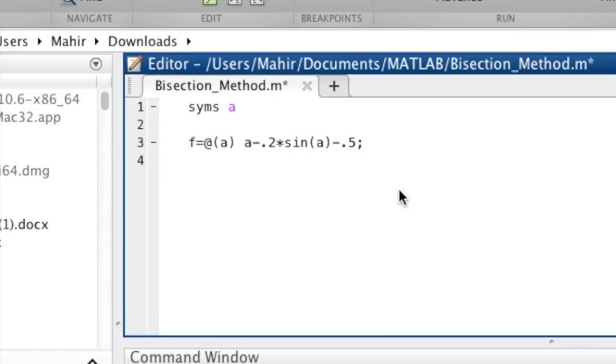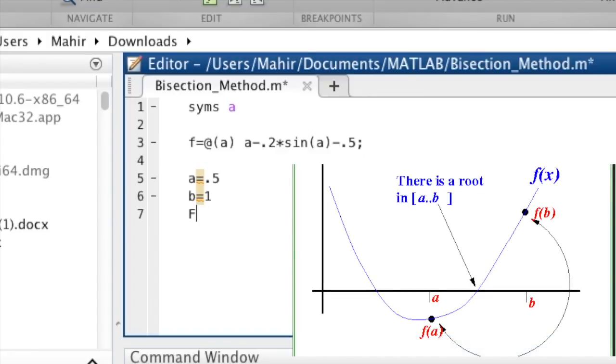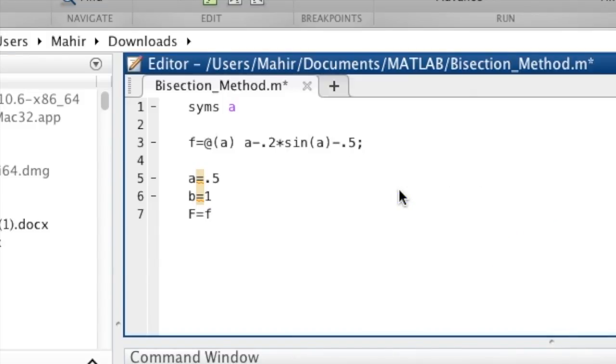Okay, now I'm setting up the initial values. A equals 0.5, B equals 1, initial guesses. What else? We're going to solve the function for f of A and f of B, and we're setting them up as capital F and capital G.